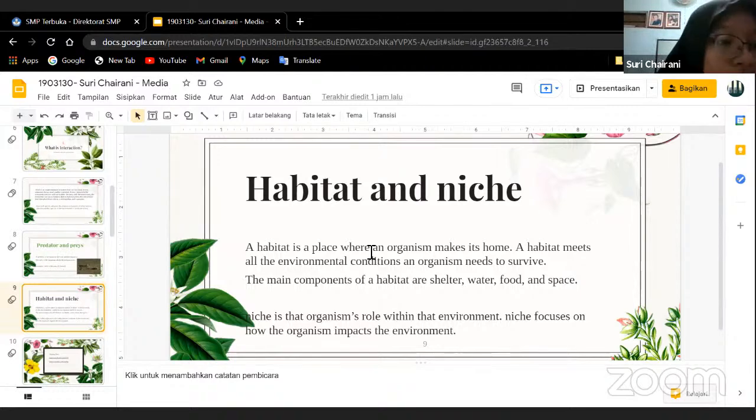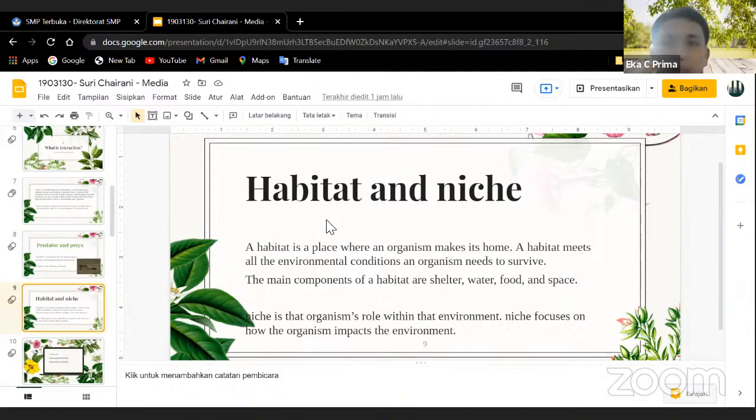So let's recall the previous slide. The previous slide is cheetah and zebra, right? Can you say what is their habitat actually?